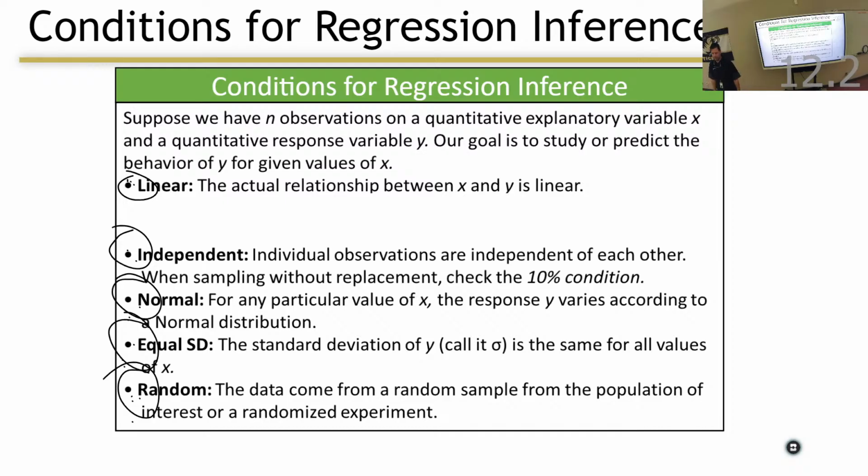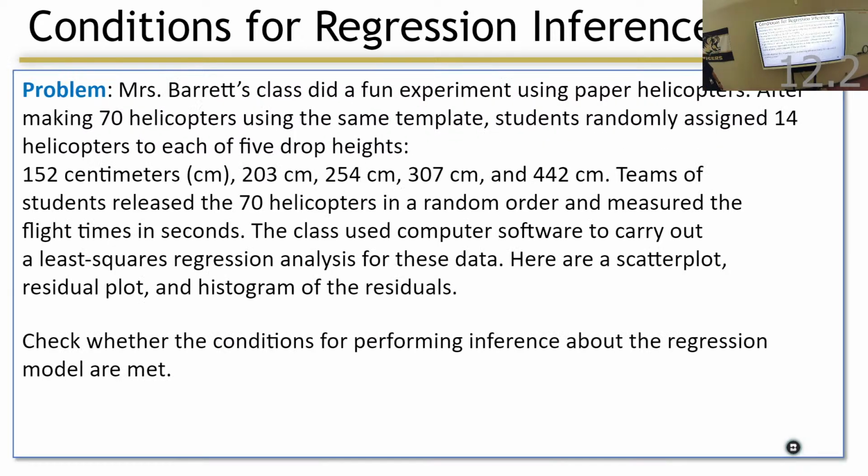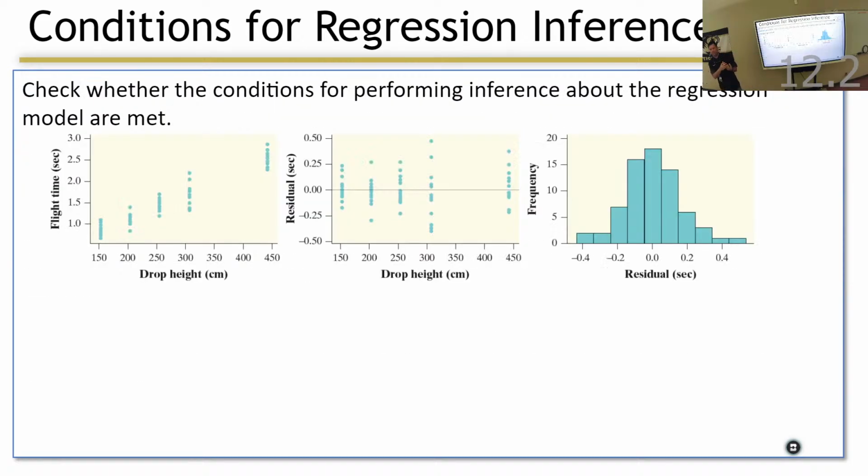Homework, non-test. Random. Miss Barrett's class dropped 70 helicopters in random order. Check whether the conditions are met. They're going to typically give you this information. The data looks linear. This is different because you're used to seeing scatter plots, but they dropped helicopters from 150 feet. They dropped them from 200 feet.